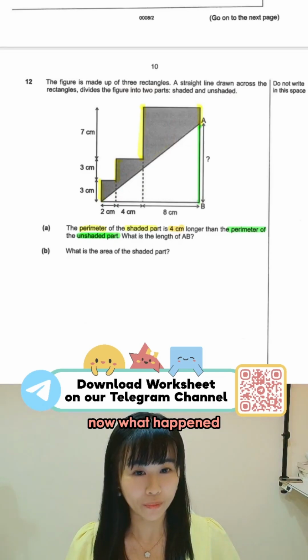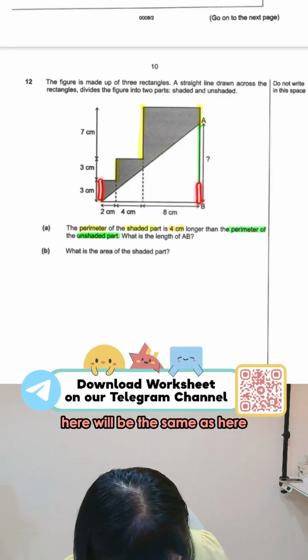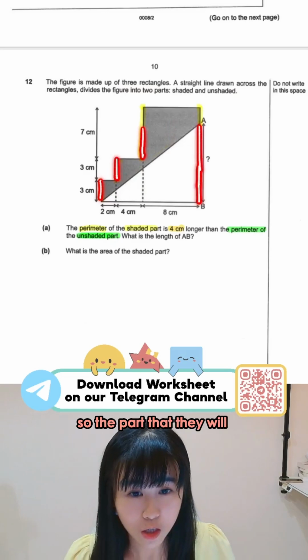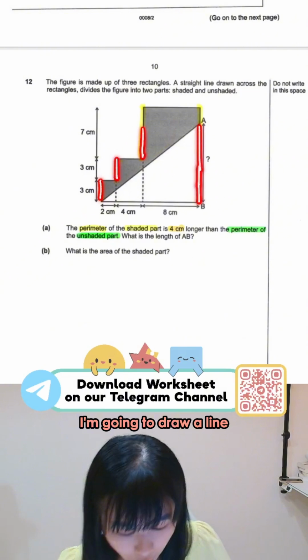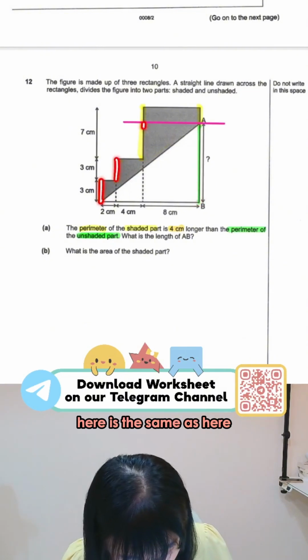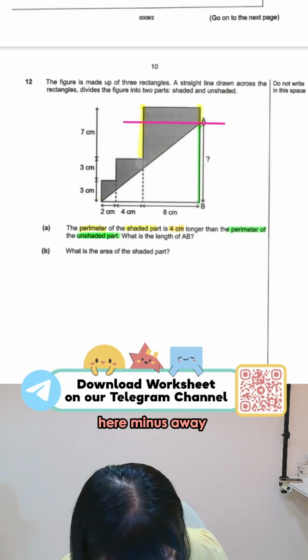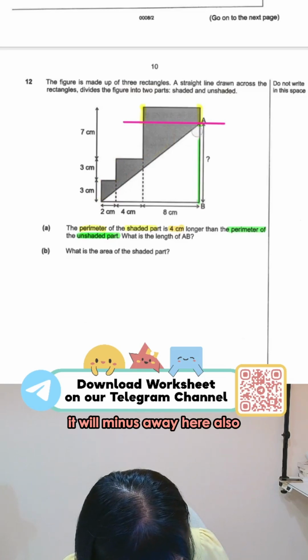Now, what happened? Here will be the same as here. Here will be the same as here. Here will be the same as here. So the part that they will cancel out each other, I'm going to draw a line. Here, here, here is the same as here. So if they minus away, here, here, here, minus away, it will minus away here also.